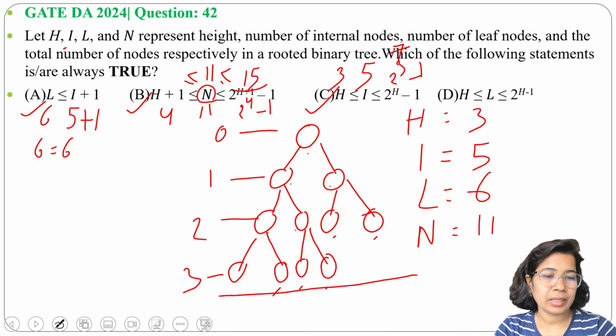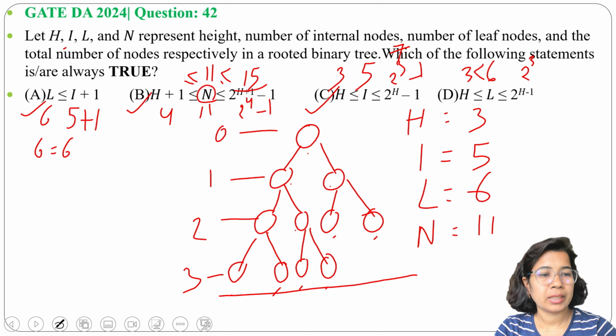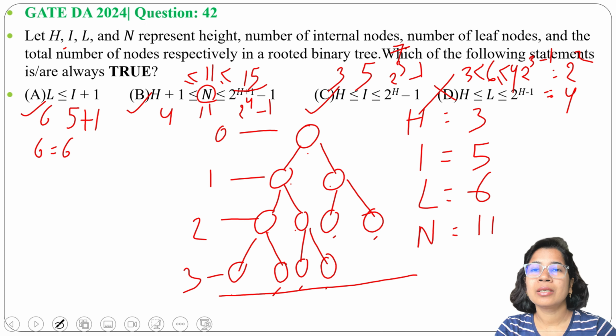Next check option D. H is 3, less than or equal to L, L is 6, till now this is satisfied. Then 2 power H minus 1, H is 3, 2 power 3 minus 1, it's 2 power 2 which equals 4. Is 6 less than or equal to 4? No. Hence option D is wrong.